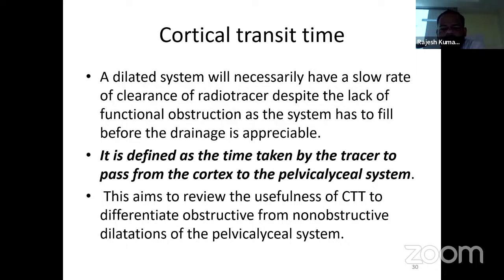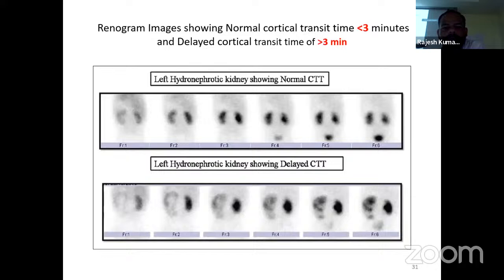Cortical transit time is needed because a dilated system will necessarily have a slow rate of clearance of radiotracer despite the lack of functional obstruction, as the system has to fill before the drainage is appreciable. The aim is to review the usefulness of cortical transit time to differentiate obstructive from non-obstructive dilatation of the pelvicalyceal system. The diagram showing renogram shows normal cortical transit time of less than 3 minutes and delayed cortical transit time when more than 3 minutes. In the first image is normal cortical transit time, and the second image is a left hydronephrotic kidney showing delayed cortical transit time.